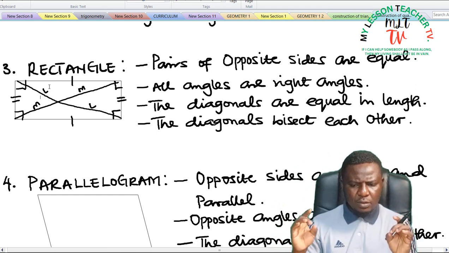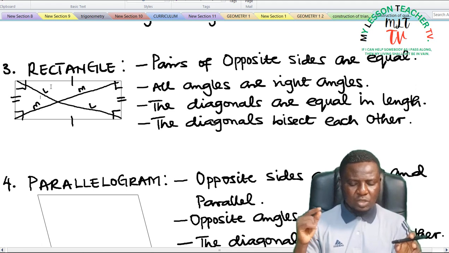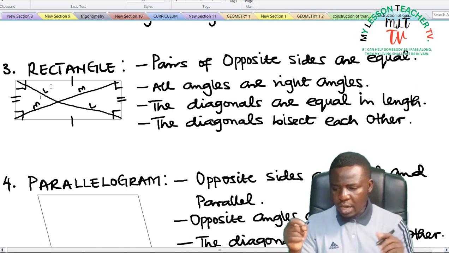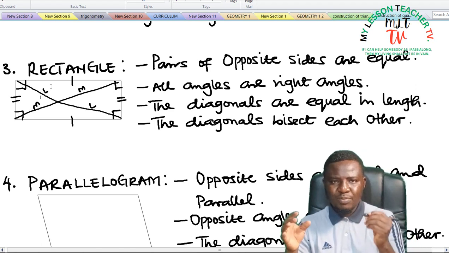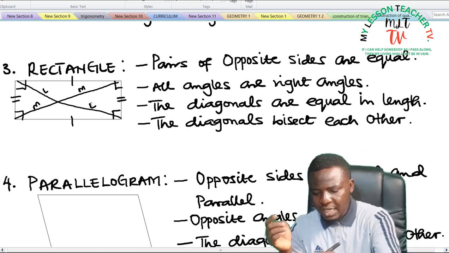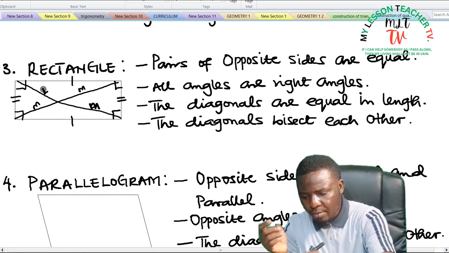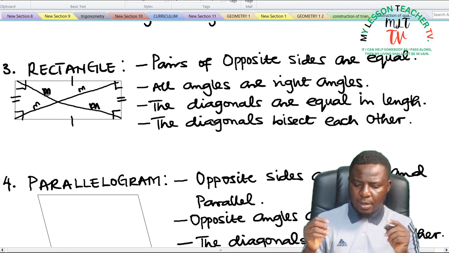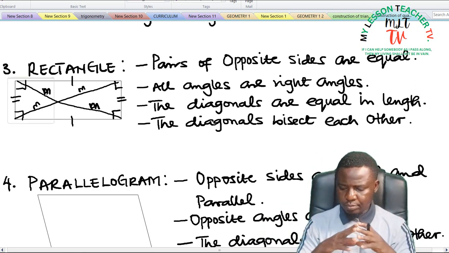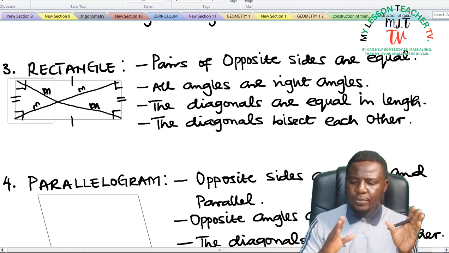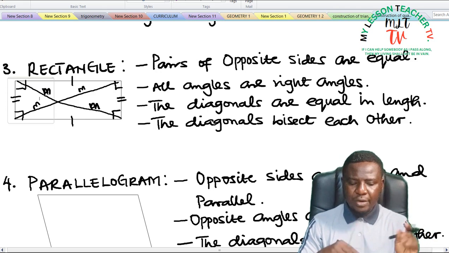Now, having seen that the diagonals are equal in length, and as well as the diagonals bisect each other, it therefore means that it bisects each other into equal parts. That is to say, if this is M, this will also be M, and this is M, meaning they are all equal. So that is that on the property of a rectangle.